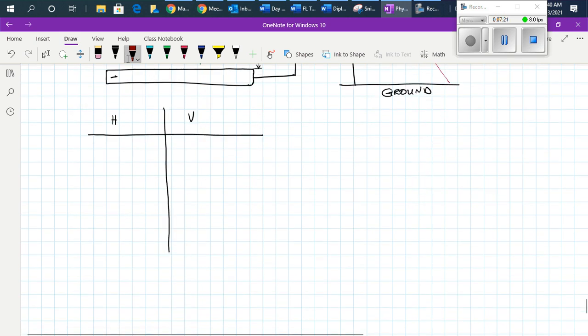Okay, so now in the horizontal, we have a uniform motion. And in the vertical, we have a non-uniform motion. Having a uniform motion means that acceleration is equal to 0, and having a non-uniform motion means that we have an acceleration.